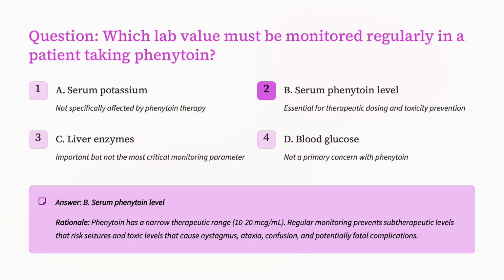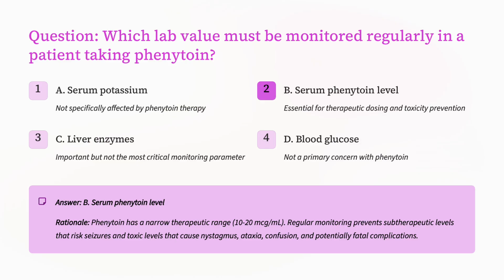So now let's look at the other answers. Number 2 is a serum phenytoin level. So where is phenytoin in the blood? Okay. Is it too high, causing toxicity, or is it too low, not being effective? And then there's liver enzymes. These are important, and phenytoin can affect liver enzymes, but is it the most important? And then the last one is the blood glucose. So this isn't a concern. So we can eliminate potassium, we can eliminate blood glucose, and we're going to narrow it down to answers 2 and 3. A serum phenytoin versus a liver.